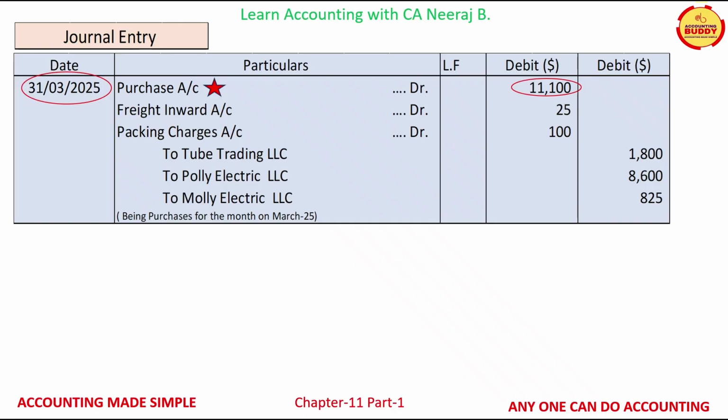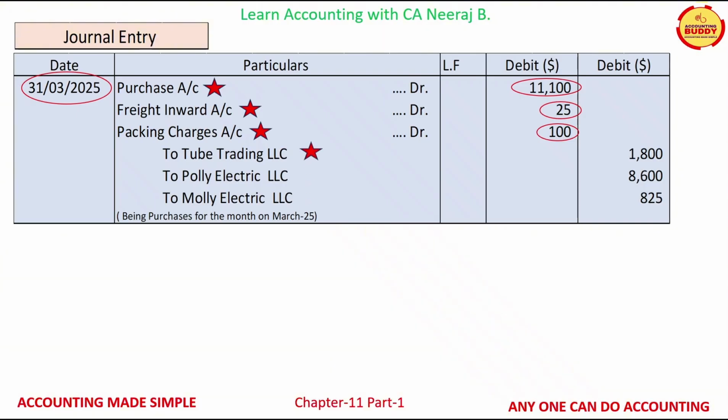The amount of freight paid to the supplier will be debited to freight inward account for $25. The amount of packing charges agreed to be paid extra to the supplier will be debited to packing charges account for $100. Now the respective supplier accounts will be credited with the net value of the purchase after deducting the trade discount if any, and by adding the other expenses if any agreed to be paid to the respective supplier on account of freight or packing charges as the case may be.